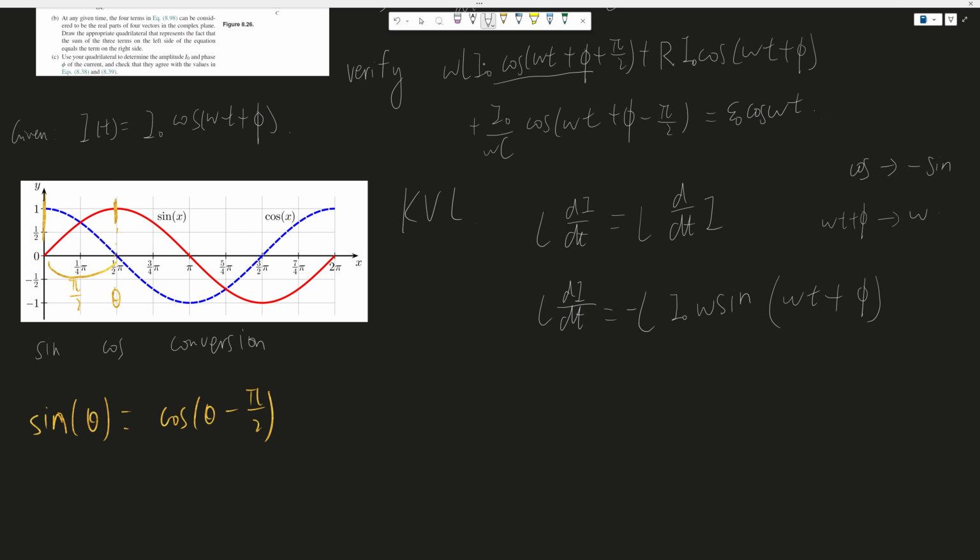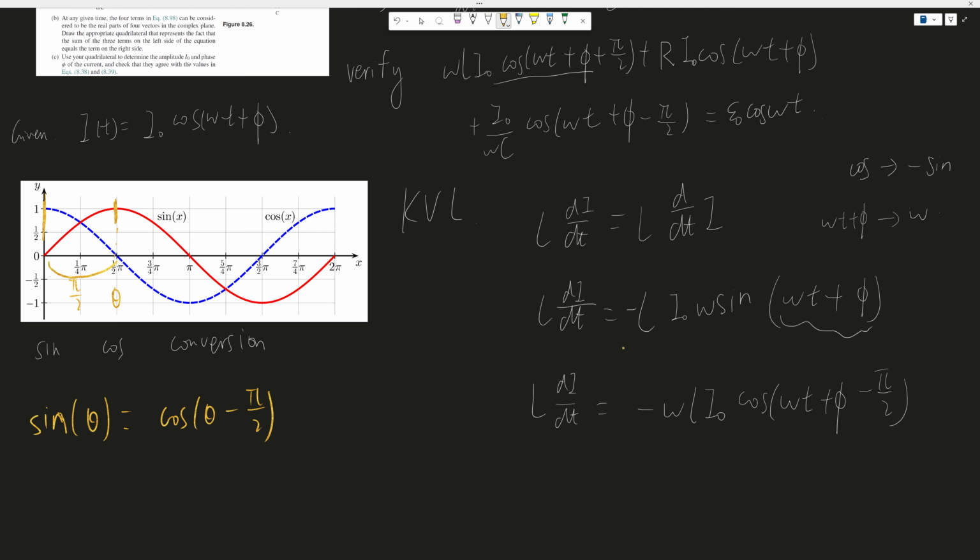So let's try to write that. L di/dt equals negative omega L I0 times cosine, where this is basically the theta, so it'll be omega t plus phi minus pi over 2. It is still a bit different because we have a negative sign here, but in the given form it is plus. So let's try to make this formula in a negative form.